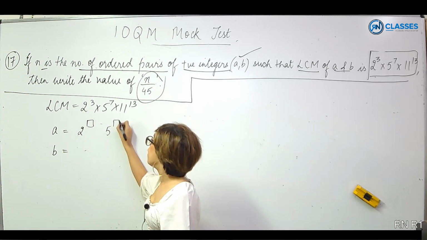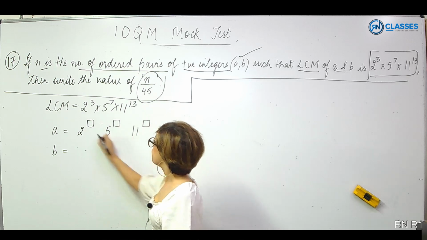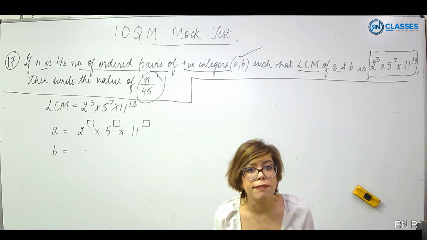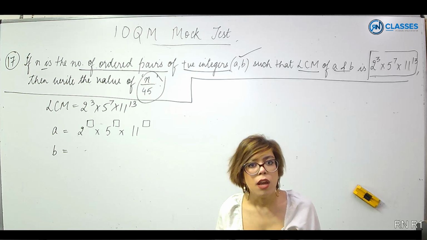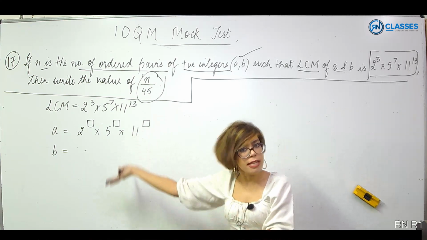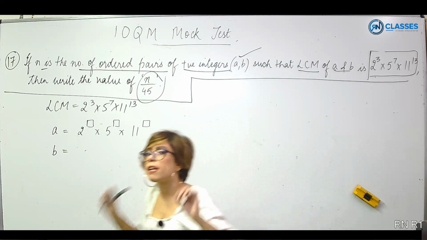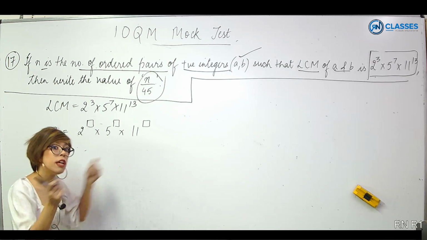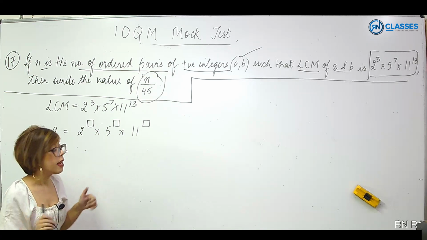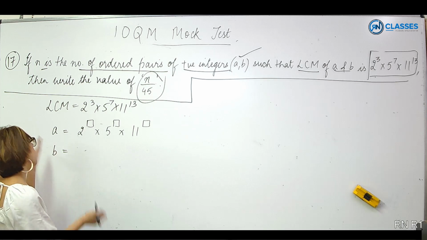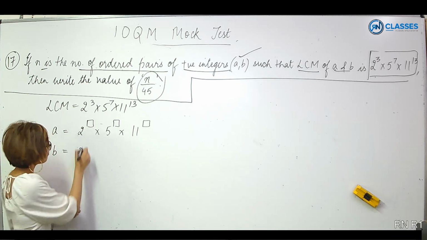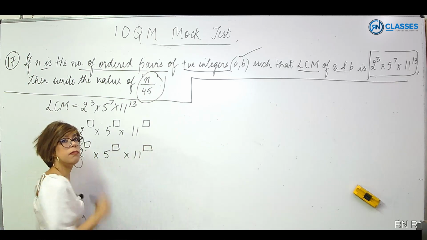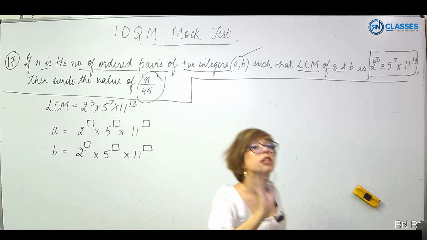Powers of 5 and powers of 11 too. Other than these three prime factors, there is no other possibility for another prime factor, because it would have otherwise cropped up in the LCM. So the only prime factors in a that can be there are 2, 5 and 11. Maybe all are there, maybe one is there, maybe two are there. Now b, obviously it might have a power of 2, a power of 5, a power of 11. Other than these three prime factors, there is no other possibility.